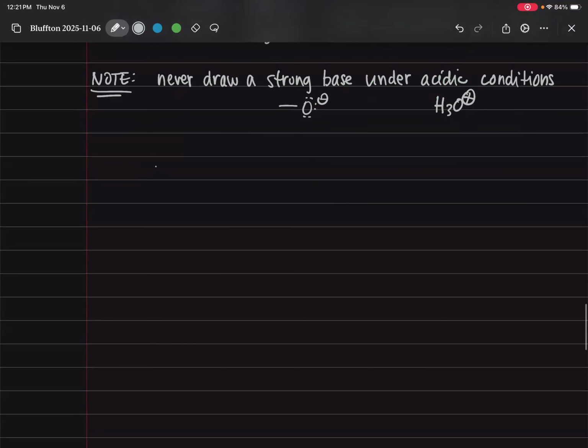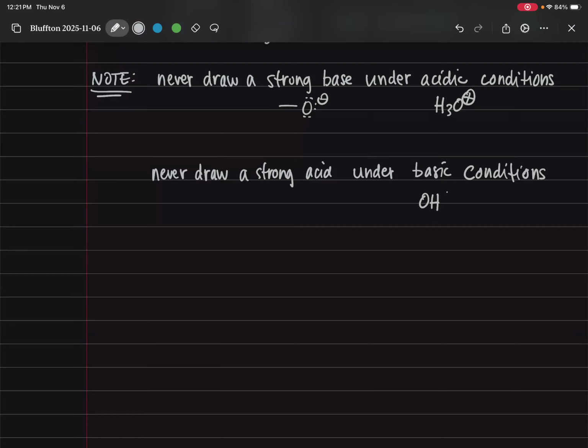And unsurprisingly, you should also never draw a strong acid under basic conditions. So basic conditions might be OH minus, and a strong acid could be, well, something we've seen in this chapter, an oxygen with a positive charge, like a protonated ketone.